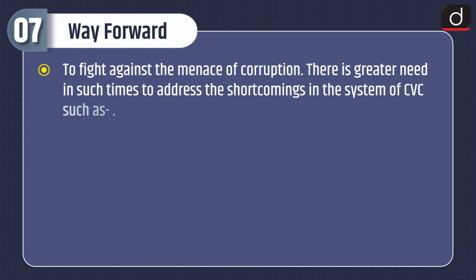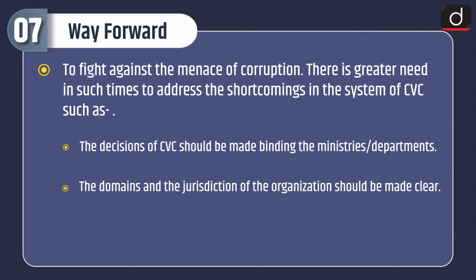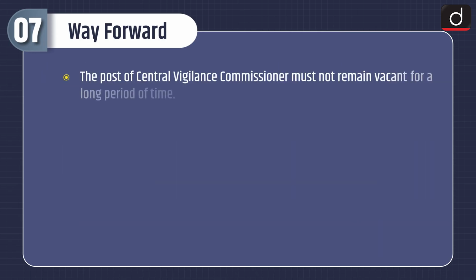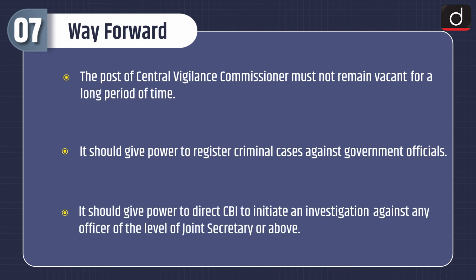Now lastly, let's discuss the way forward. To fight against the menace of corruption, there is greater need in such times to address the shortcomings in the system of CVC, such as the decisions of CVC should be made binding on the ministries or departments. The domains and the jurisdiction of the organization should be made clear. Government must provide it with the resources required for effective functioning. The post of Central Vigilance Commissioner must not remain vacant for a long period of time. It should be given power to register criminal cases against government officials, and power to direct CBI to initiate an investigation against any officer of the level of Joint Secretary or above.